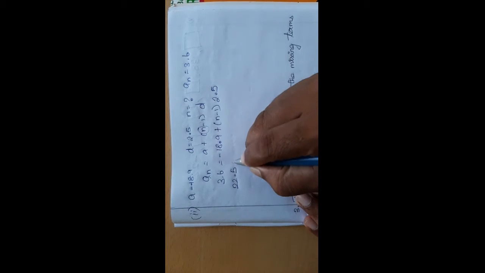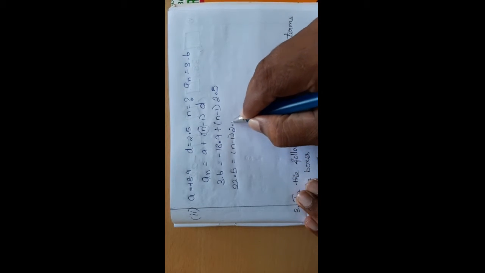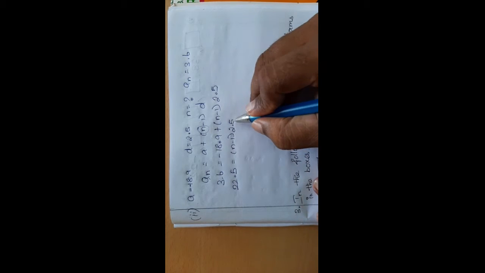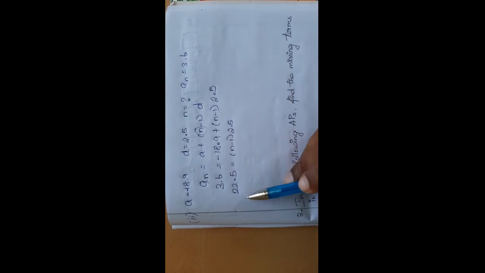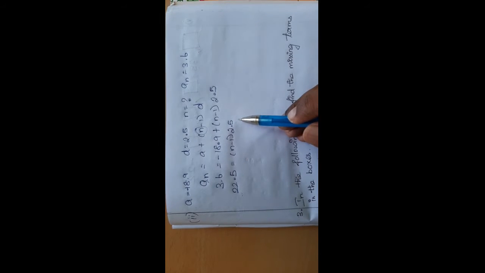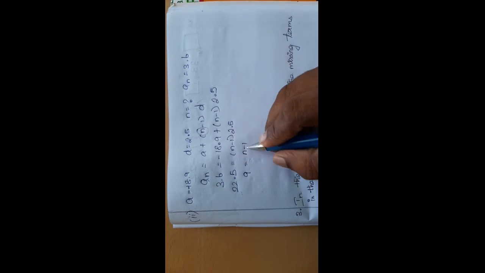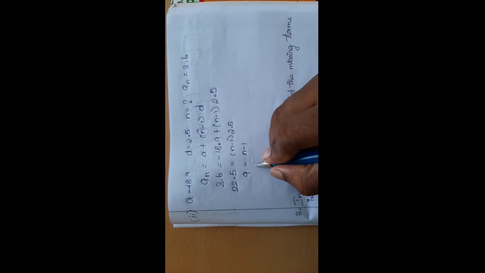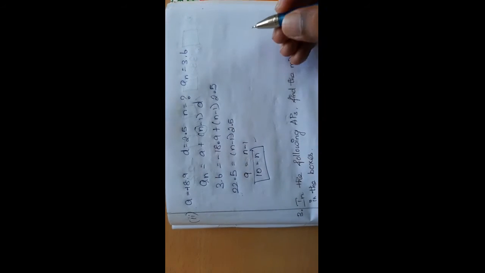So 22.5 is equal to (n minus 1) into 2.5. If you bring 2.5 to this side, it becomes division: 22.5 by 2.5. We can write 225 by 25, which is 9. So 9 is equal to n minus 1. If you bring minus 1 to this side, it will be plus. So n is equal to 10. So the nth term is 10. Clear? Here, next we go for the next problem.